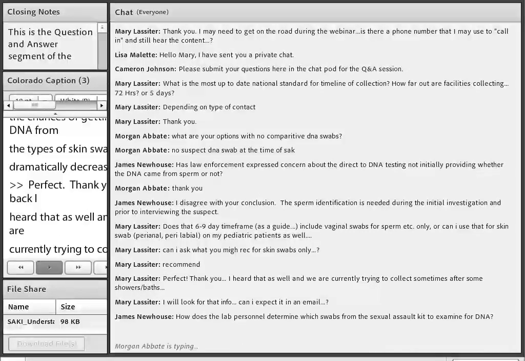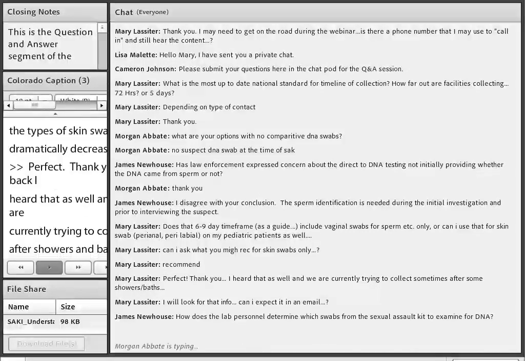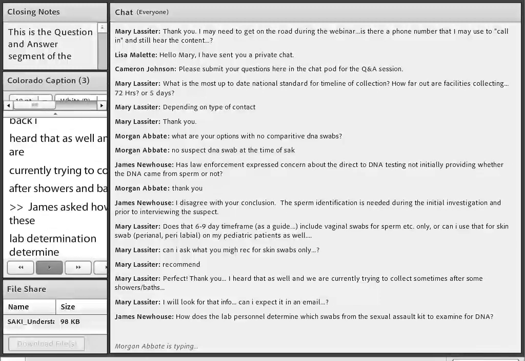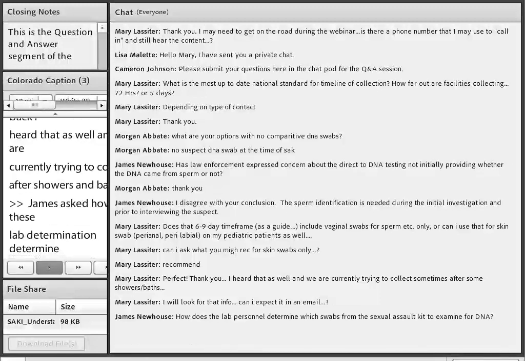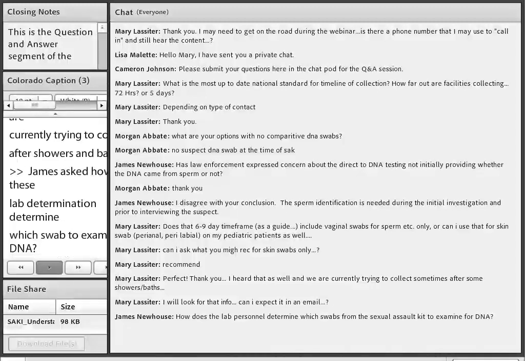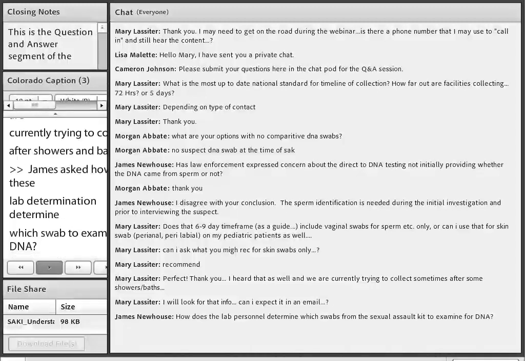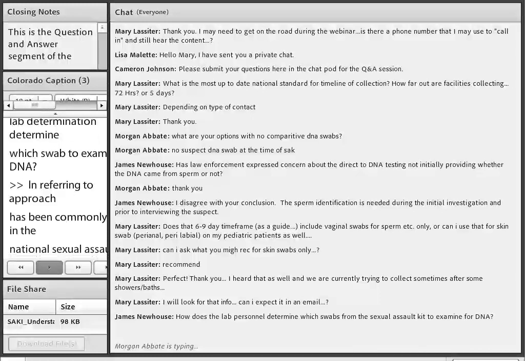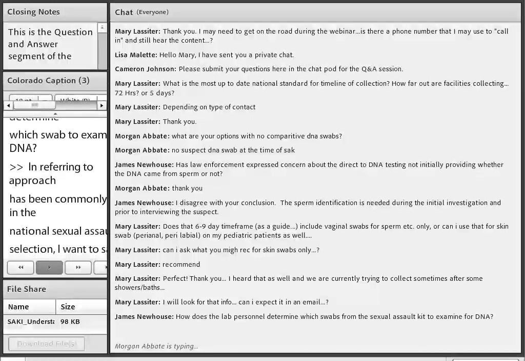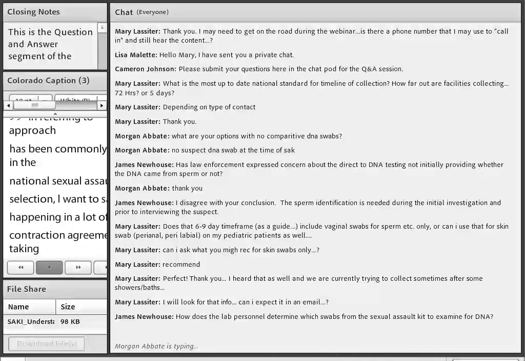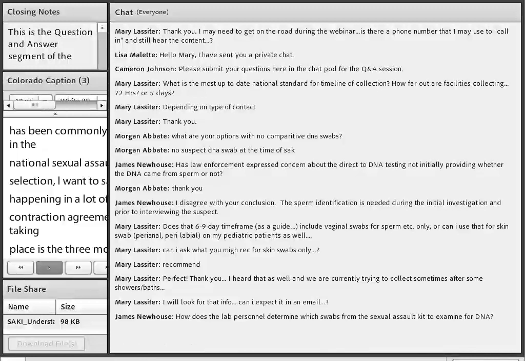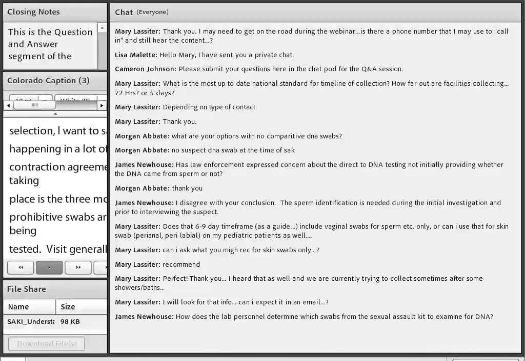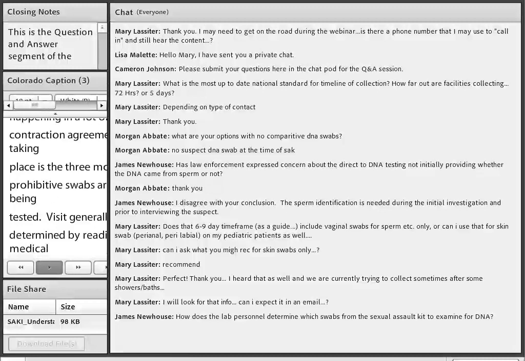James asked, how does the lab personnel determine which swabs from the sexual assault kit to examine for DNA? Referring to the approach that's commonly used in this National Sexual Assault Kit collection, I don't want to say this is happening in every lab, but a lot of the contract agreements that are taking place are that the 3 most probative swabs are being tested. This is generally determined by reading the medical report or proceeding with items where the chance of getting a DNA profile will be more probative, such as an internal swab versus an external swab.